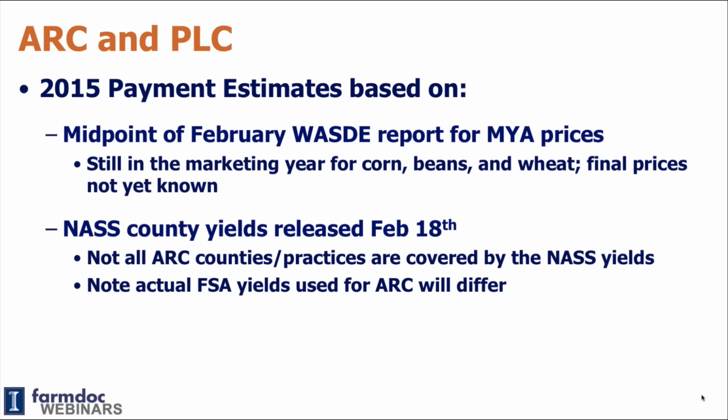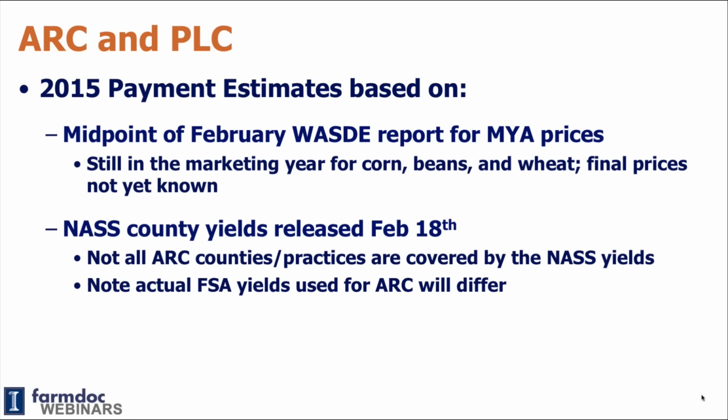They are used as one of the pieces of information that determines FSA yields if the NASS yield is available. But again, as you'll see, some counties don't even have a NASS yield. So other yield information will be used, and those final FSA yields, Gary, August timeframe on those also. That's what we had last year. September was when we had those final yields.